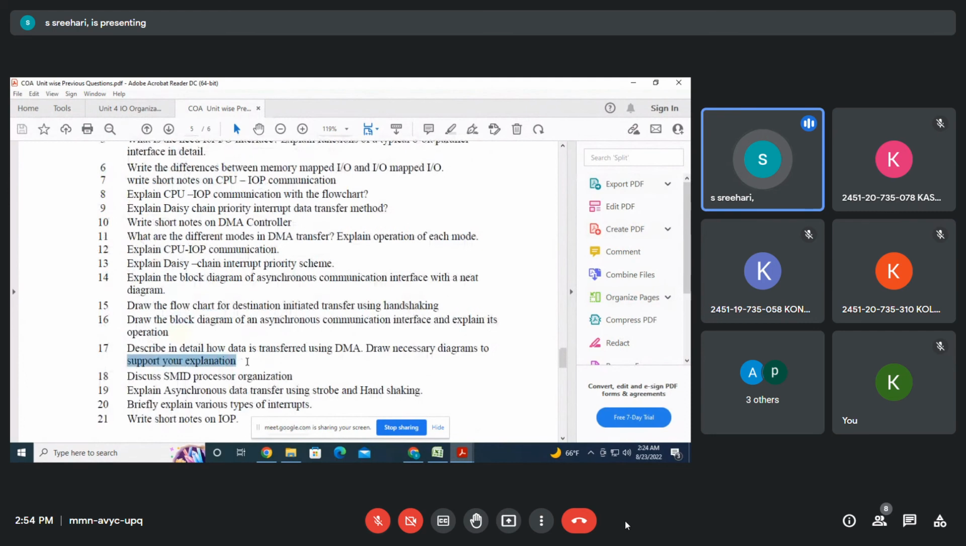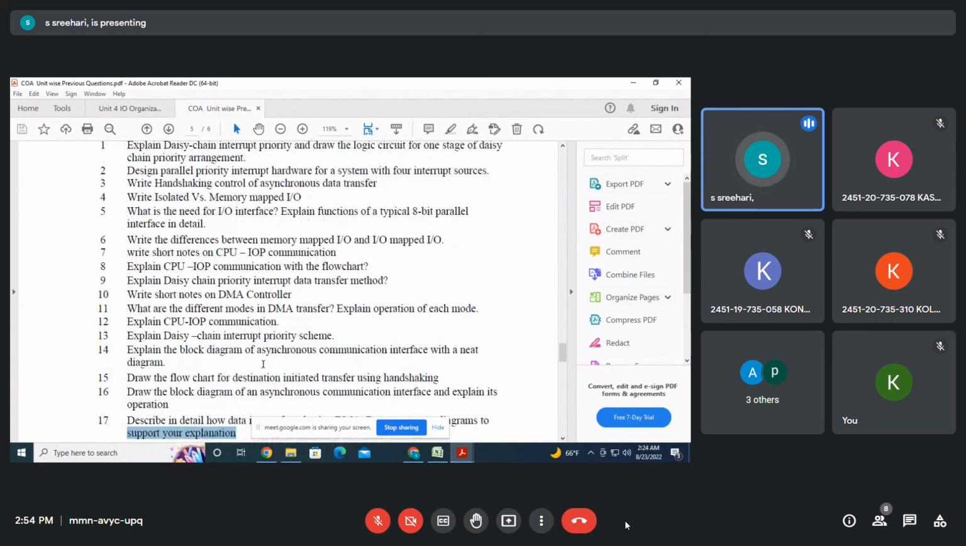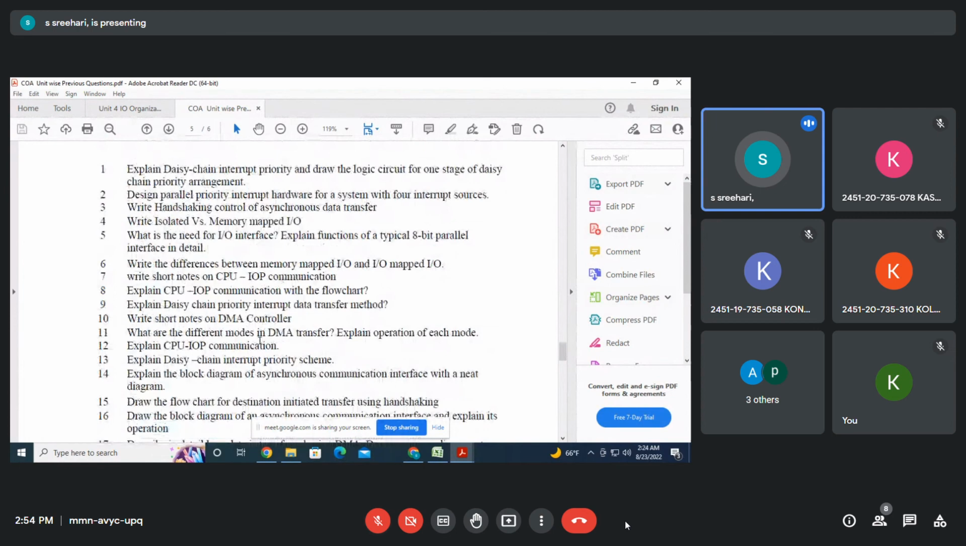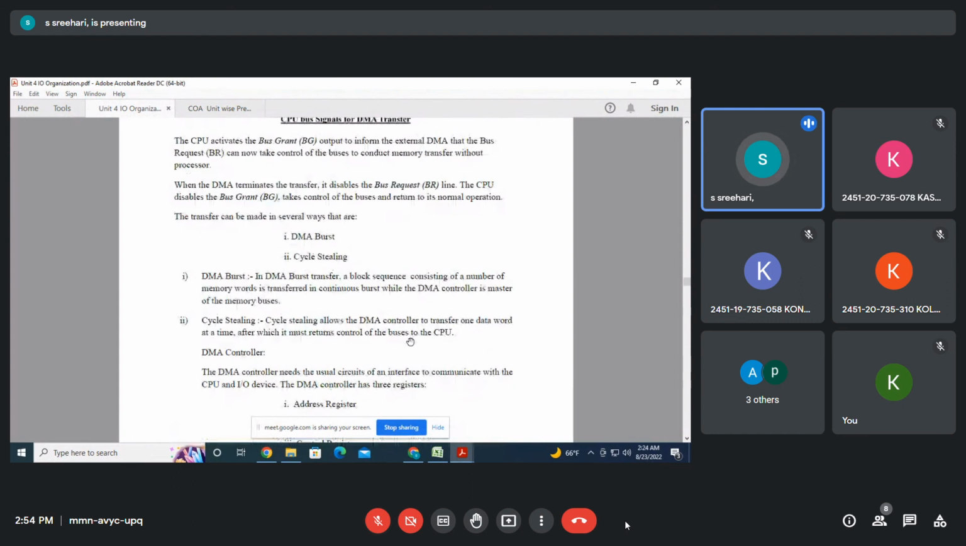Right, you can see here the different ways they will ask you questions: DMA, or programmed IO, or interrupt initiated IO, right? Like this they will ask you. So many questions are there in this, right? And the next topic, I think, is CPU IOP communication. Just a minute.